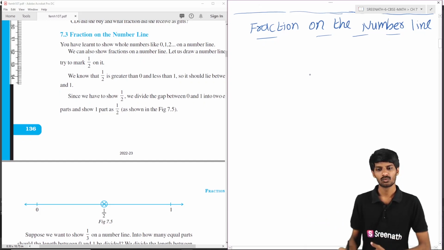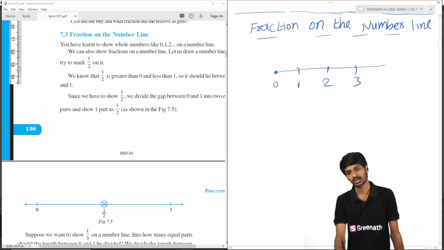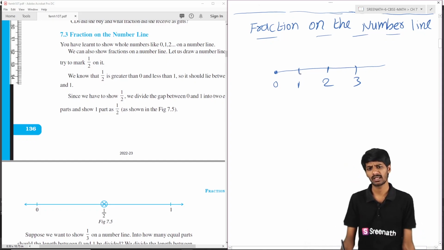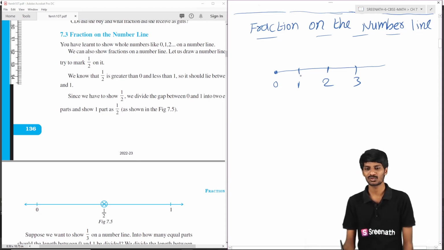So students, we know if it is a number line, it has 0, and 1, and 2, and 3, and it goes like that. So we know where to locate the 0, the 1, 2, 3 or any 4, 5 or 10, 11, anything on the number line. We know how to represent natural numbers and whole numbers on the number line. So if you mark a fraction, how will you represent it? Suppose you want to mark 1 by 2, how will you represent it on the number line?